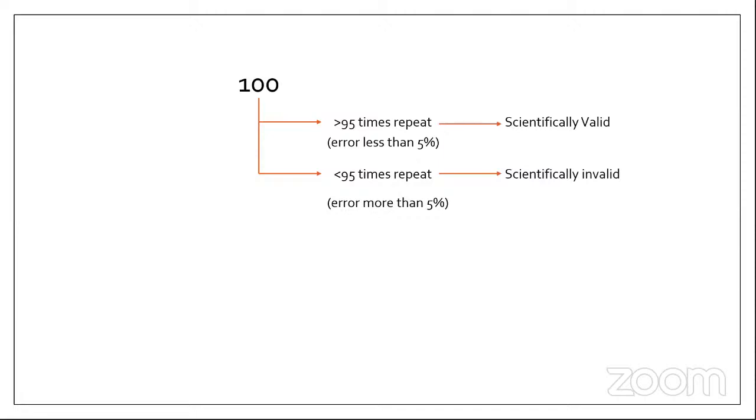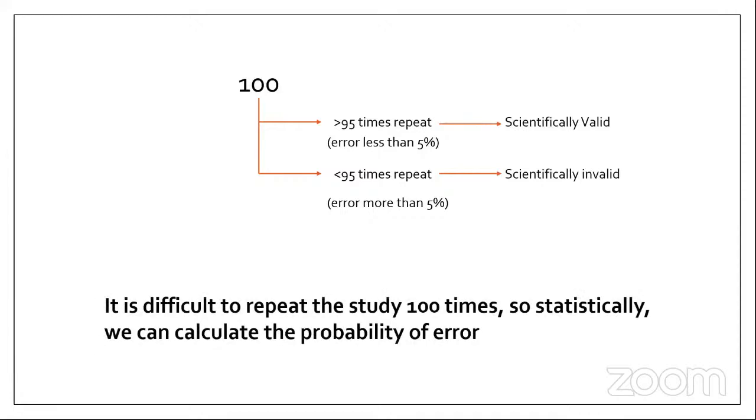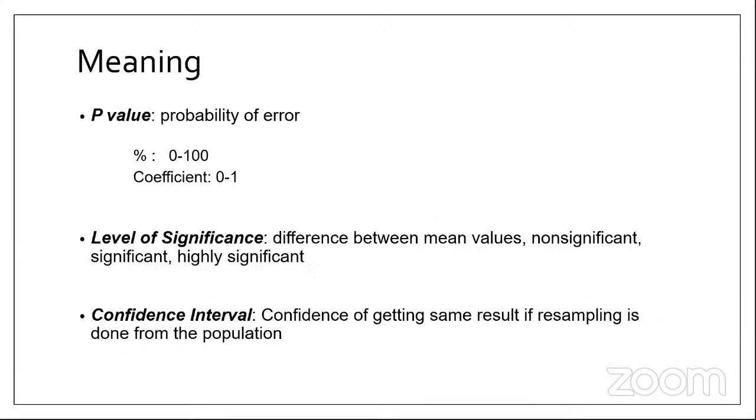And it is difficult to perform an experiment 100 times. So we have statistical analysis so that we can calculate the probability of error. So this error we can calculate, and using the error, we can estimate whether our experiments are scientifically valid or not.